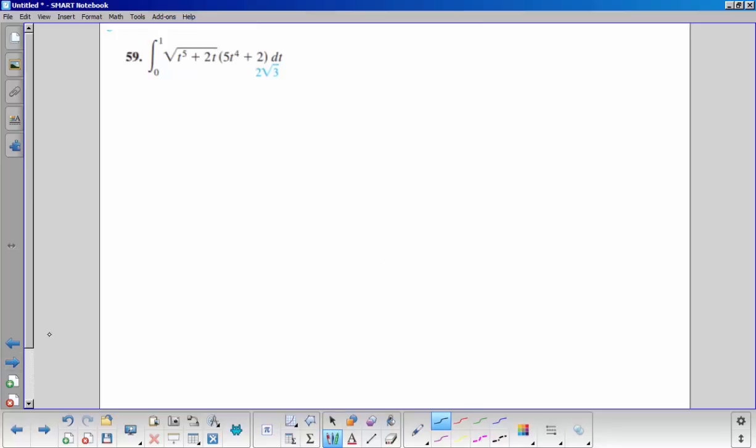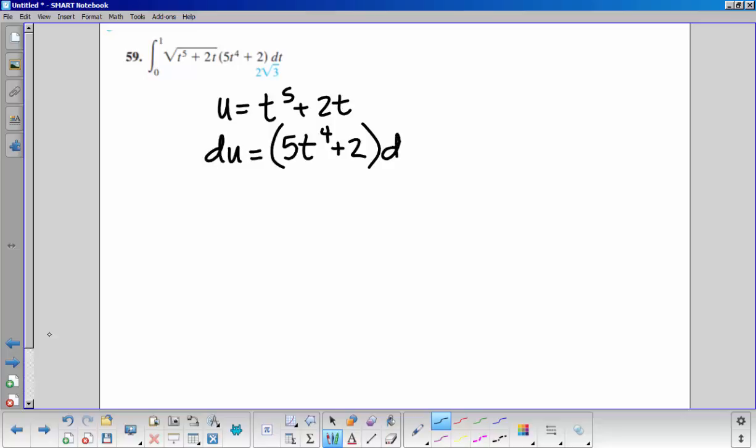What will we let u be here? t to the 5th plus 2t. Yes, it's going to be t to the 5th plus 2t. Why? What do you see in the integrand? Its derivative. So you see a function and its derivative. So you're going to let the function be u, which is t to the 5th plus 2t. And then du will be 5t to the 4th plus 2 dt, which happens to be in the integrand with it. So then this turns out to be the integral of u to the 1/2 du.